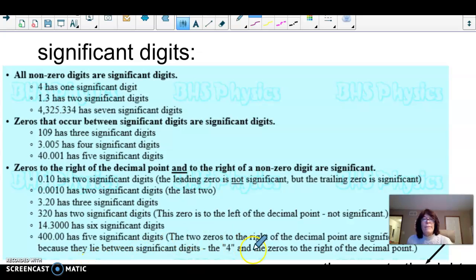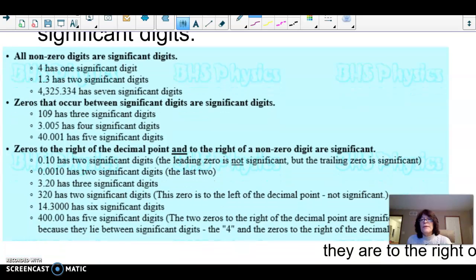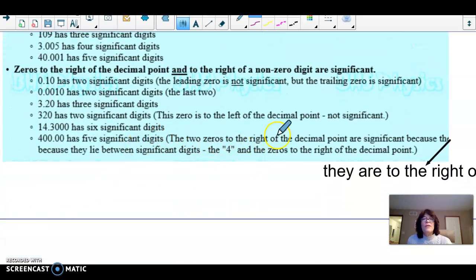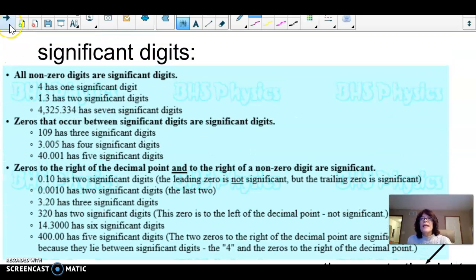Okay. So anyway, hopefully that helps a little bit. Oh, I missed that. The 2 zeros to the right of the decimal point are significant because they are to the right of the decimal point and to the right of the number 4. Okay? All righty. You can refer back to this at any time.